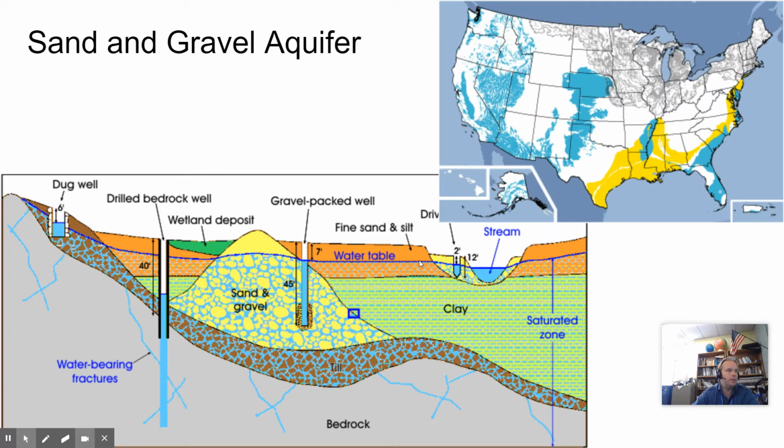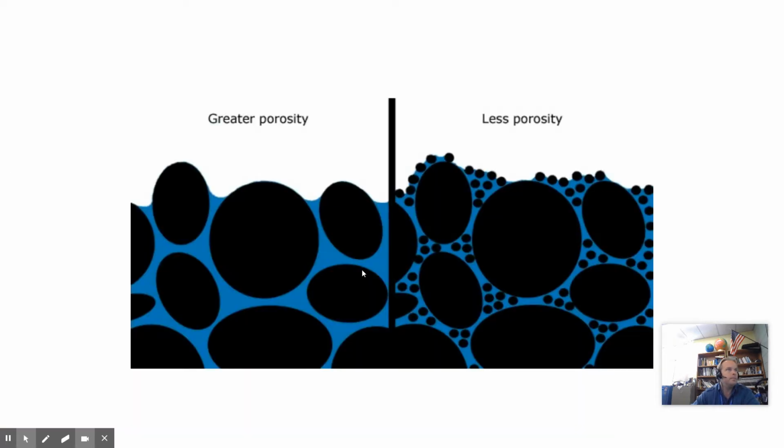And here we got the example of how the water table is interacting with a local stream and so forth. So this is a great little diagram. So sometimes you have porosity, again, which is the empty space within the aquifer that the water sits in. And the porosity can vary.